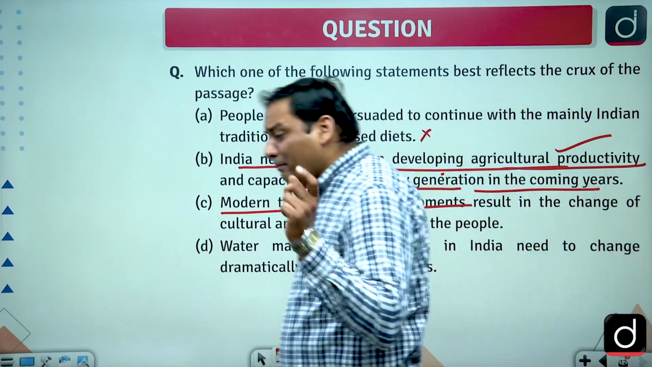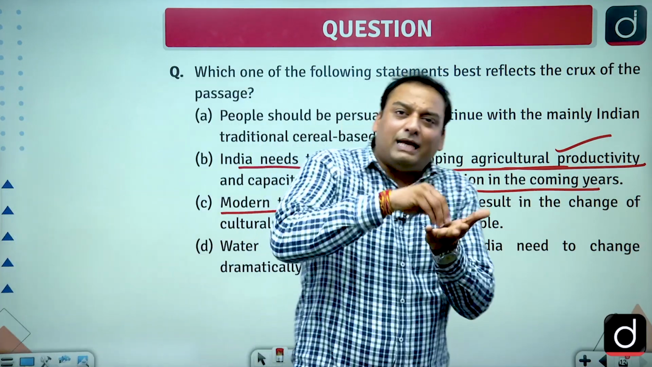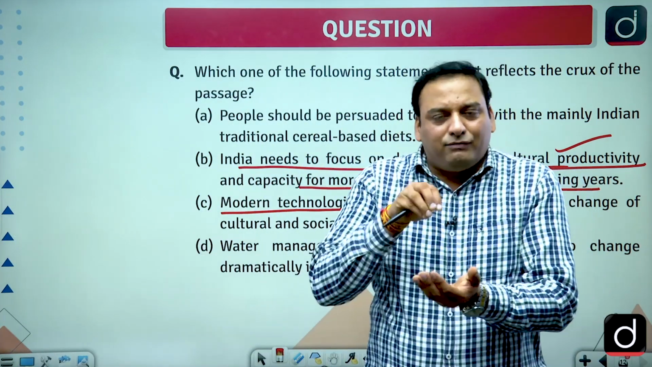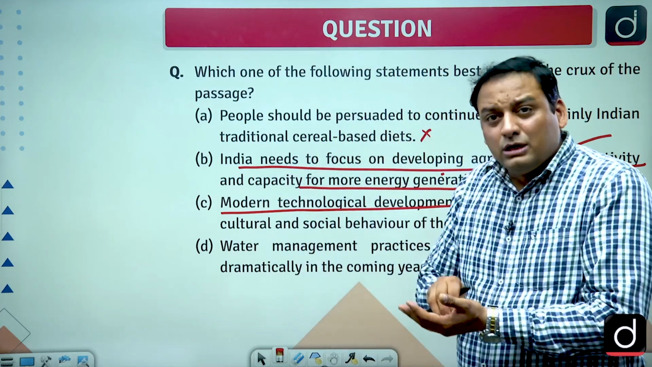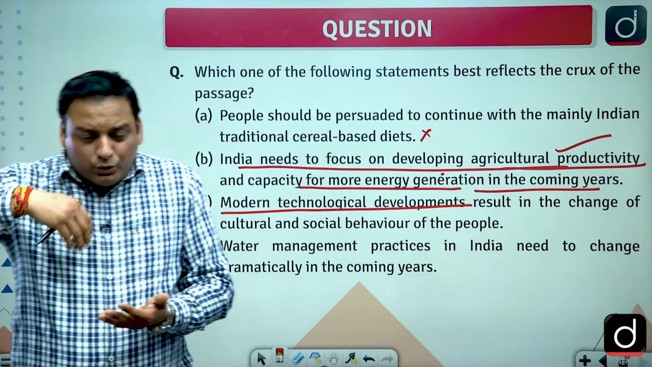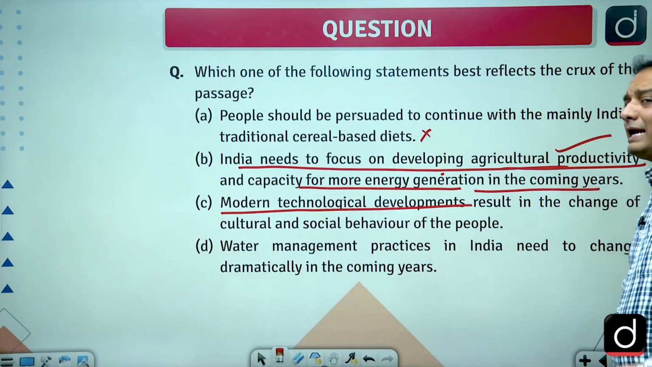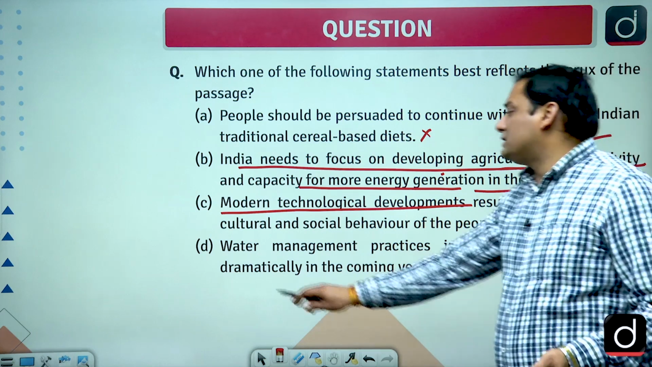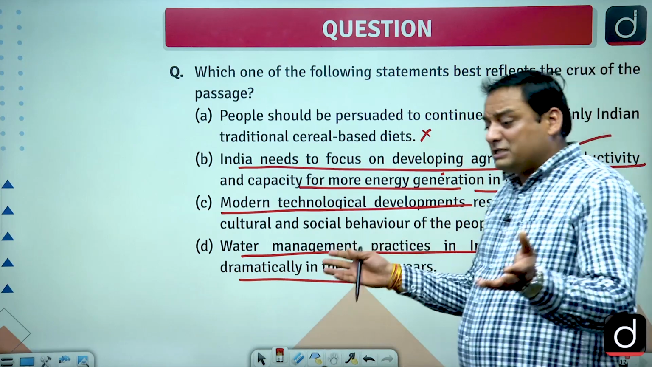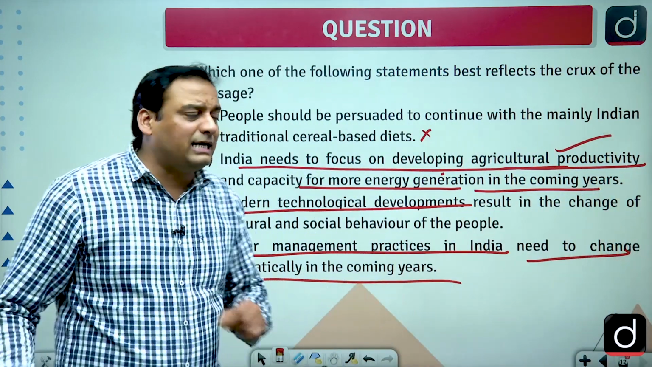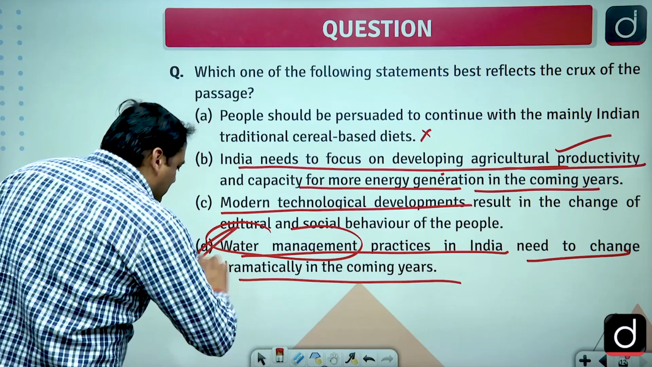You have to understand the main point of view or the main idea, the crux of the passage. The passage is totally based on what? Water consumption. If you need good food, you need to use a lot more water. If you want to use energy, if energy consumption is growing rapidly, you need to use again more and more water. So water management practices in India need to change dramatically in the coming years. Suddenly everything is changing, a lot of water is needed. So that is what the passage is talking about, water management. So the answer is what?